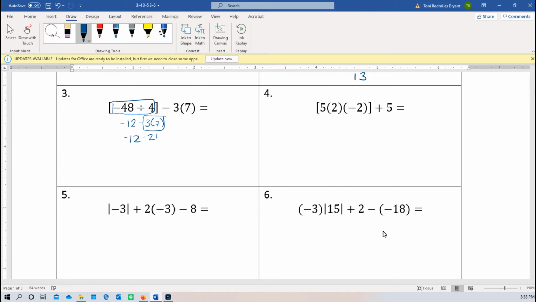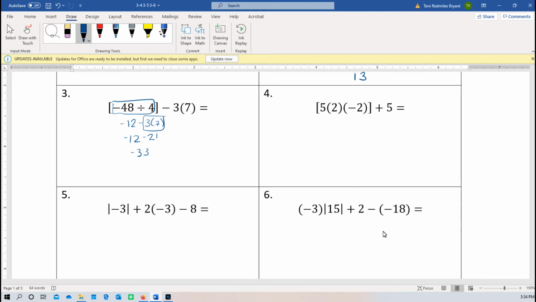So it's like I'm adding up my debt situation. I owe $12. I owe $21. I owe $33. Or I can look at it as it's negative 12 temperature outside. The temperature drops another 21 degrees. It's going to be at a negative 33.